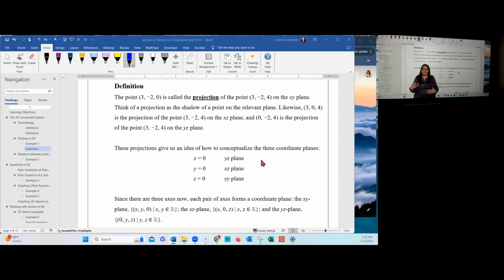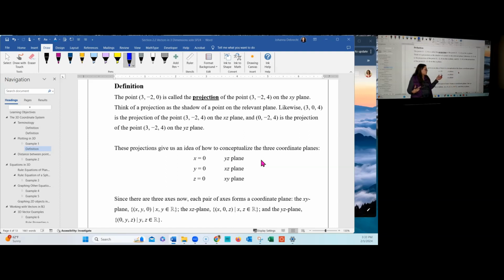So it's a projection of that point, like a flashlight shined onto that yz plane, where the flashlight is parallel to the x-axis in this case, because it's the x coordinate that's 0. And these projections give us an idea of how to conceptualize the three coordinate planes. Basically, if x is 0, then you must be in the YZ plane because you haven't stepped forward off the screen or behind the screen. So you're on the screen.